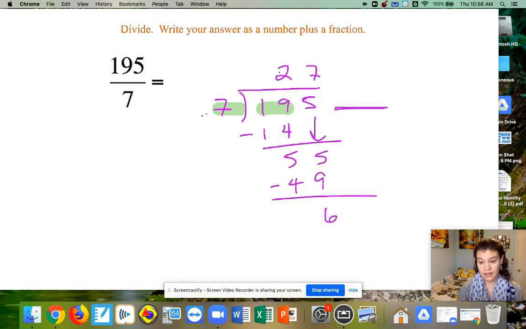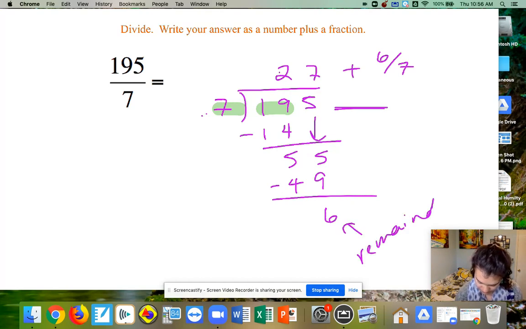So you could add a decimal and a 0 and then get your decimal answers that way, but we're just going to write this as 6 plus 6 over 7. So you have 6/7 left over. This is your remainder. So that's your quick review of long division.